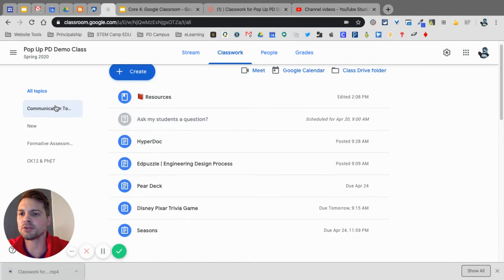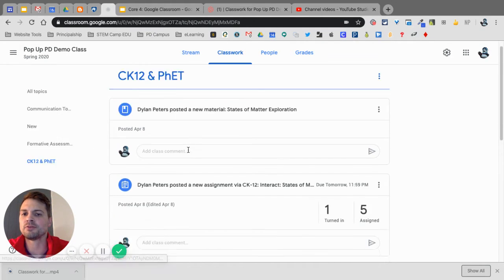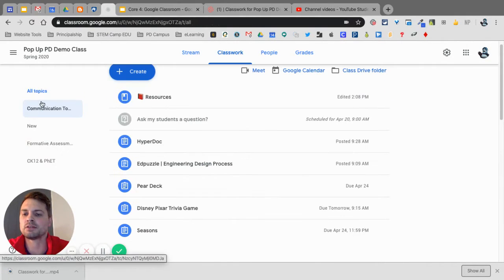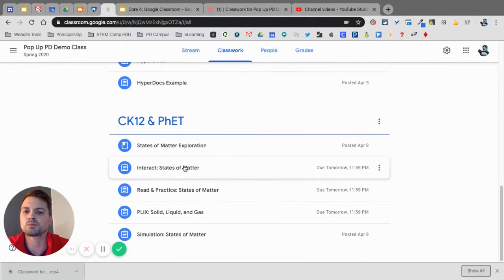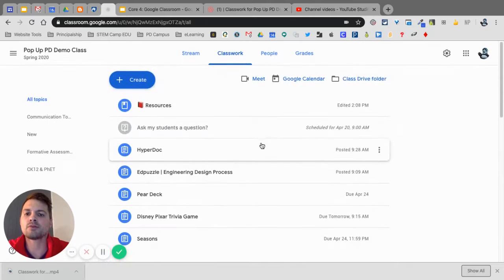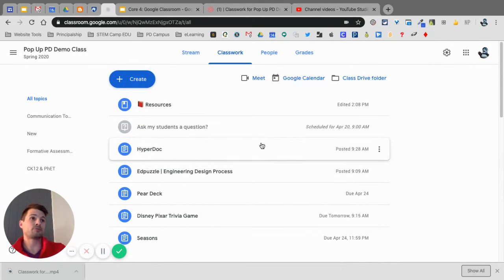And here you can see off to the left over here, it's kind of unorganized because we've been creating these resources and just throwing them in here. But you can see, let's say my topic is CK12 and PhET. All here is my CK12 and PhET topic. However, what I would do is, let's say I'm planning for next week. So next week, I want students to access certain materials and submit something.